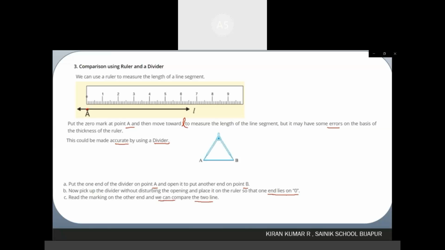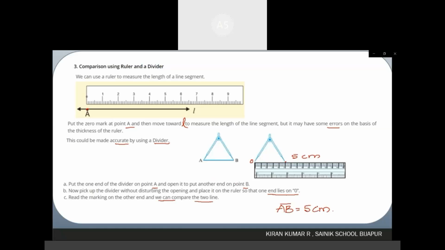Look at this figure. Here, a line segment AB is to be measured. So the ends of the divider are placed at A and B. Then using the ruler, one of the ends is placed at 0, and the other end gives the measure of the line segment. If it is, say, 5, it gives 5 centimeters as the measure of the line segment AB. So we can say that the line segment AB measures 5 centimeters.